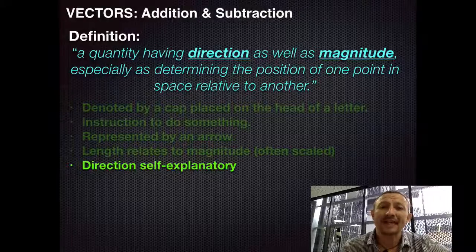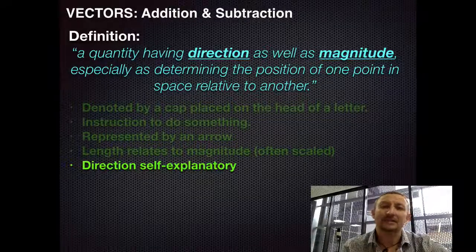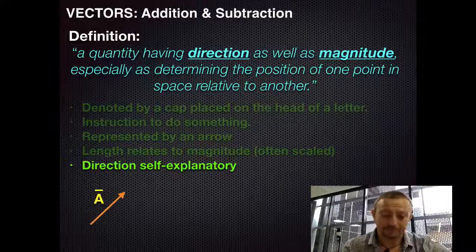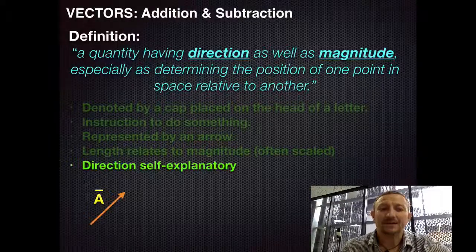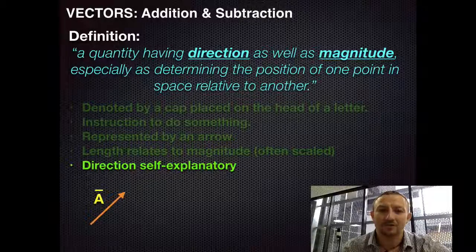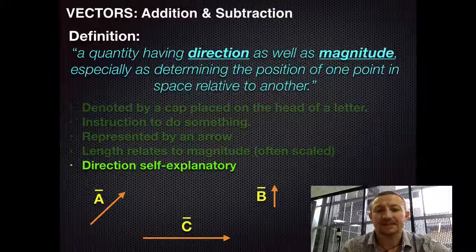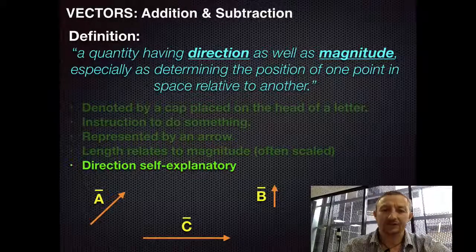Now obviously we can add to this by using compass headings and bearings, and this then allows us to determine in what direction the vector happens to be going. So as an example, you can see here is a vector, vector A. It's made with an arrow, and you can see it's a vector because it's got a cap on top of it. There's also vector B, and there's vector C. So we've got a variety of different vectors all going in different directions.